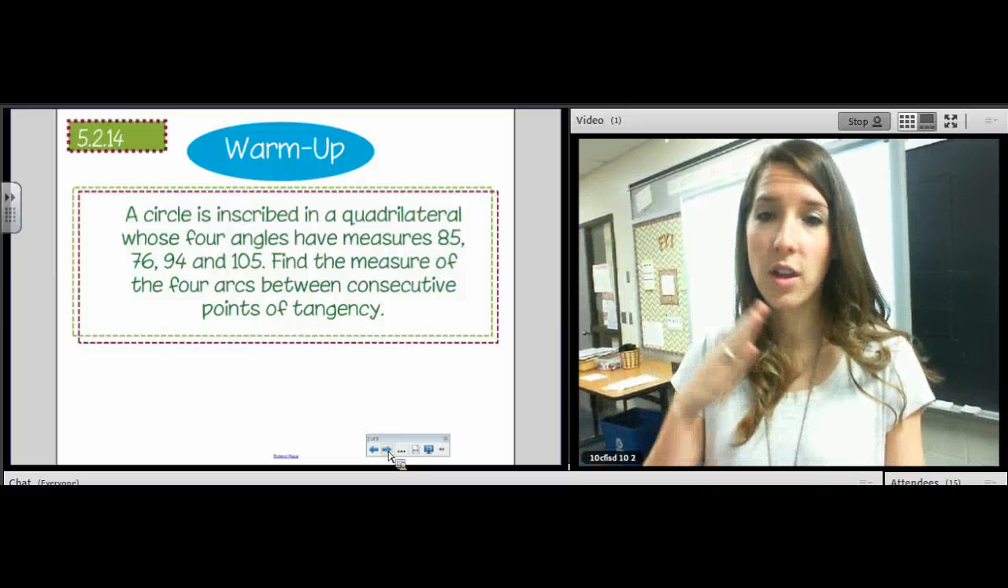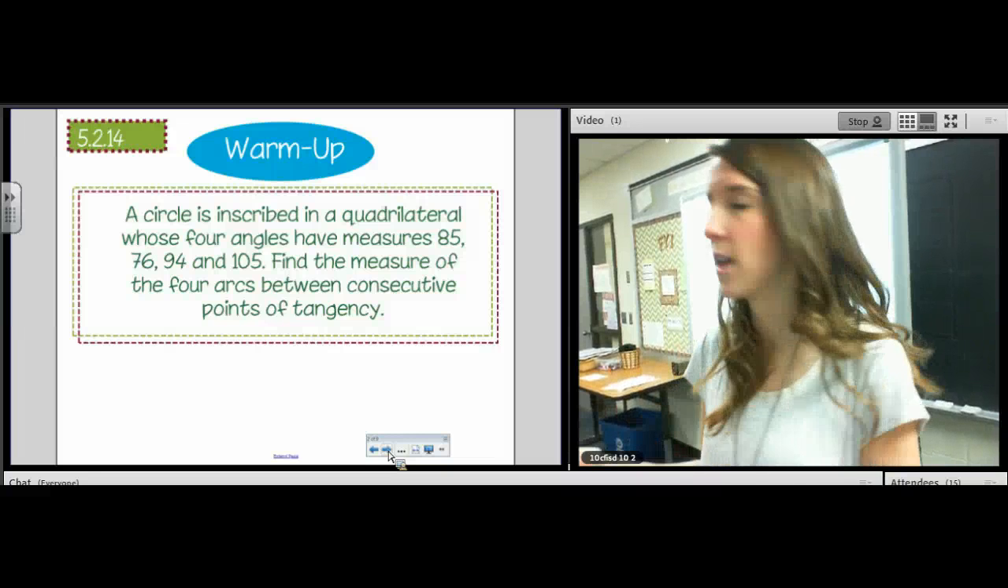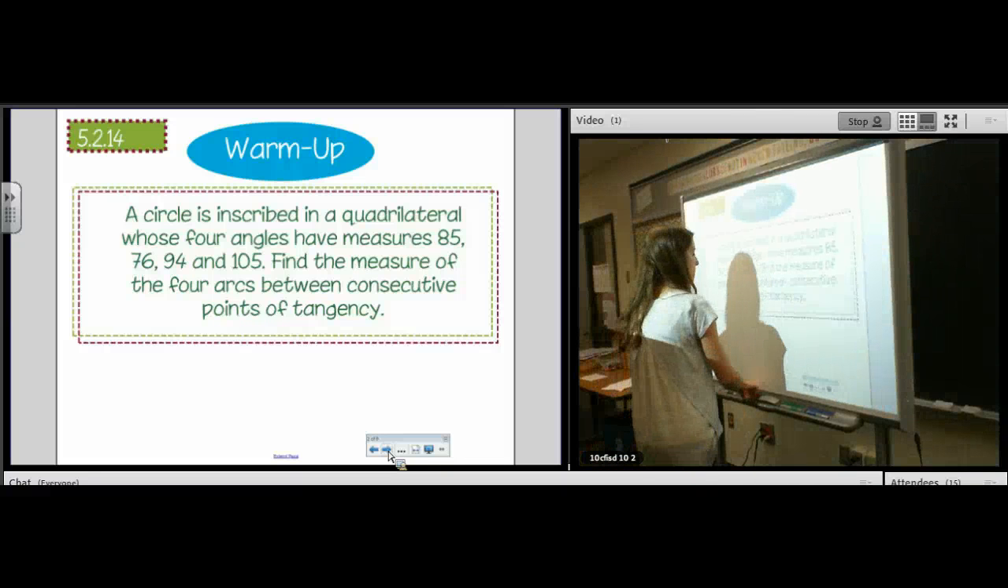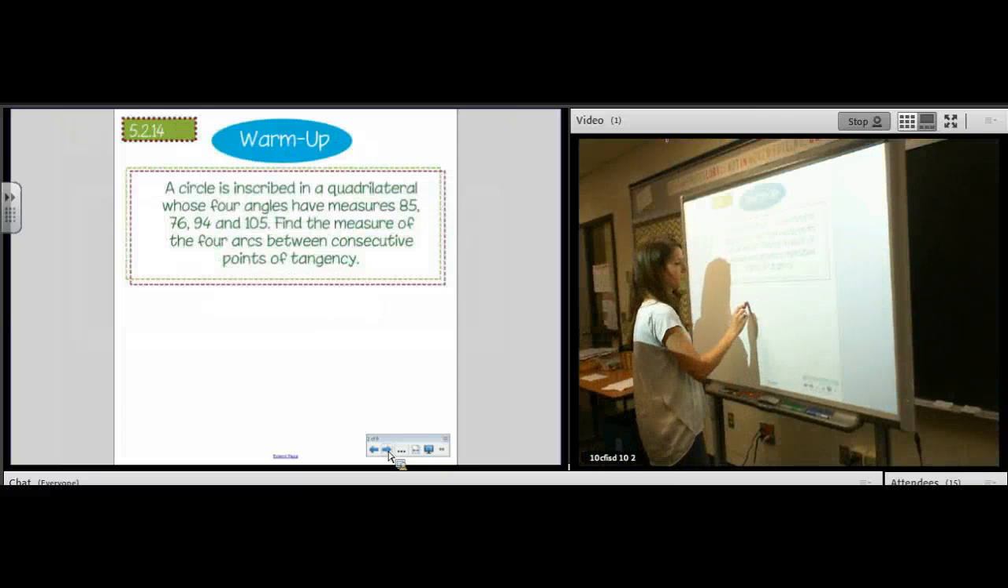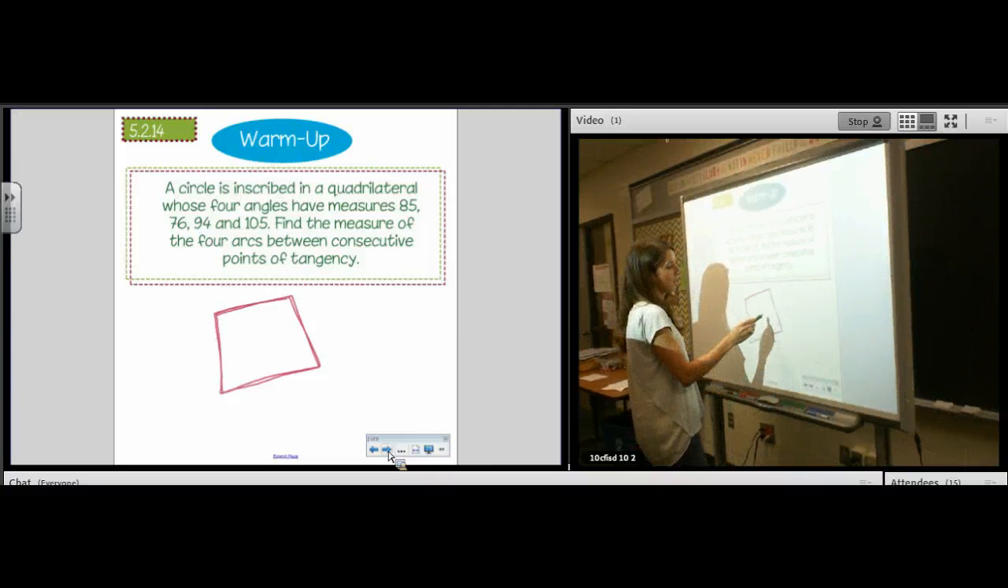The circle is inscribed in the quadrilateral. So make sure you put the circle inside the quadrilateral. I want to make sure to not make it look like it's a rectangle or a square necessarily. And then I need to try to draw a circle. Do the best I can. All right.